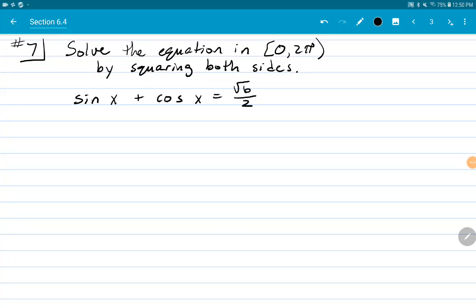Section 6.4, number 7, we're told to solve this equation in 0 to 2 pi by squaring both sides. So, first step is to square both sides. On the right, I get radical 6 squared is just 6, and 2 squared is 4. And on the left, I have to FOIL. So squaring this gives me sine squared of x plus 2 sine x cosine x plus cosine squared x. That's a perfect square trinomial.